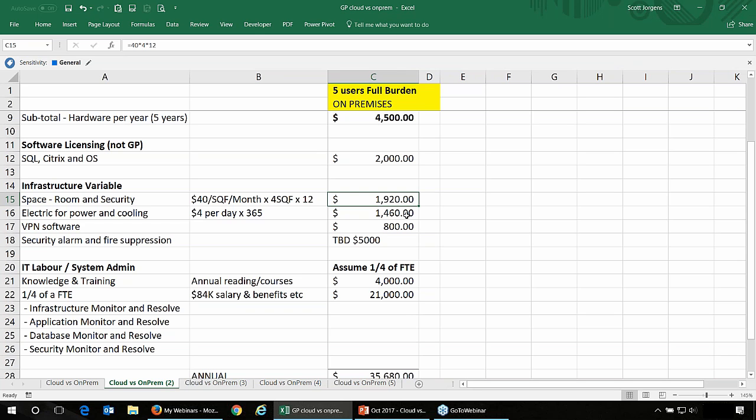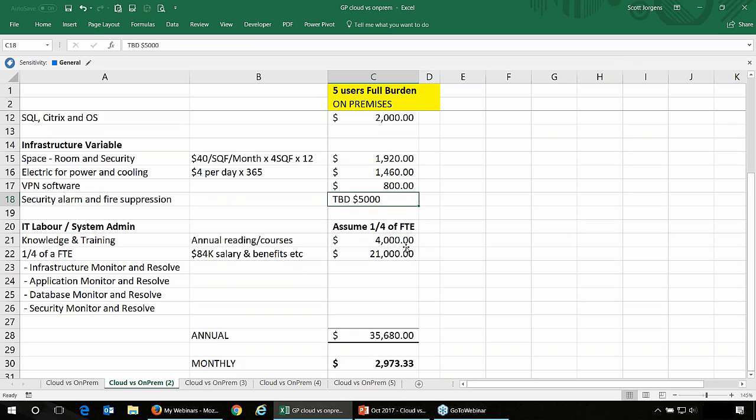There's electric for power to not only power up the servers, but also for air conditioning and cooling the servers. You have VPN software. There may be additional security alarms, fire suppression. These all add in. Adding in administrative staff supporting Microsoft Dynamics GP, a safe assumption is going to be a quarter of a full-time staff.